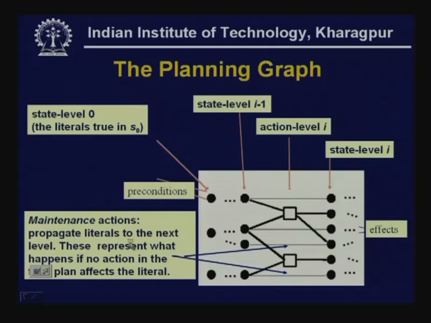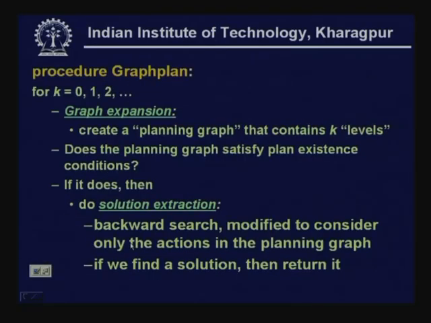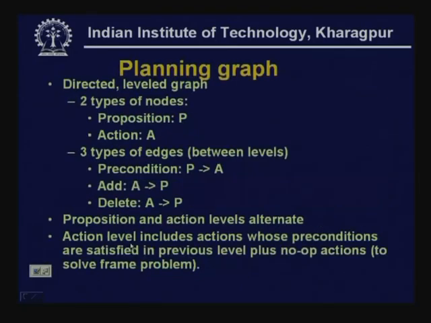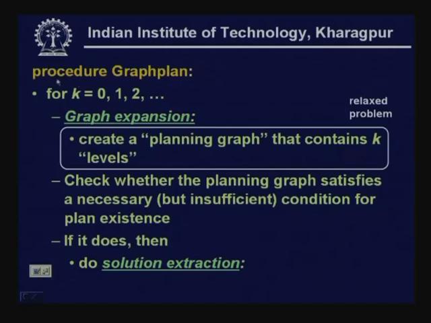So, in a planning graph, we have alternating levels. We come to the procedure graph plan now. So, let us briefly look at the algorithm for graph plan. In the algorithm for graph plan, there will be two phases. There will be one phase for graph expansion and there will be another phase for solution extraction.